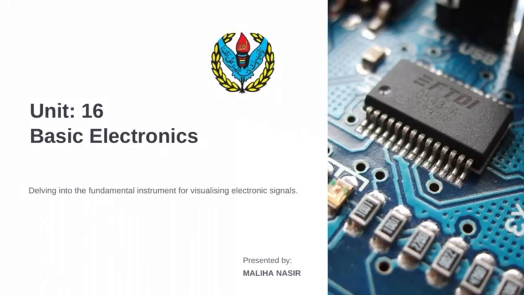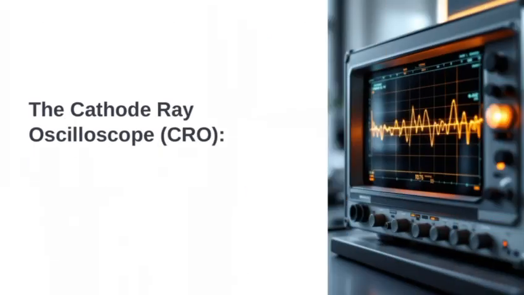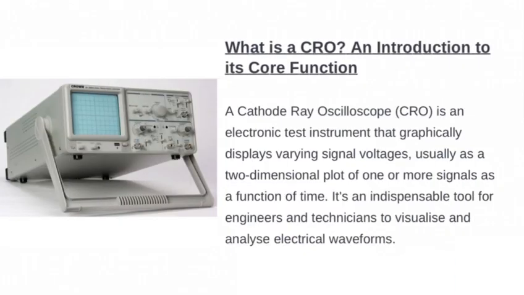We will learn about one of the most important instruments in basic electronics and physics, the cathode ray oscilloscope, commonly known as the CRO from Unit 16. Basic electronics CRO is a fundamental device used for visualizing electronic signals and waveforms. The CRO is an electronic test instrument that graphically displays varying signal voltages with respect to time. In simple words, it converts invisible electrical signals into a visible waveform on a screen.